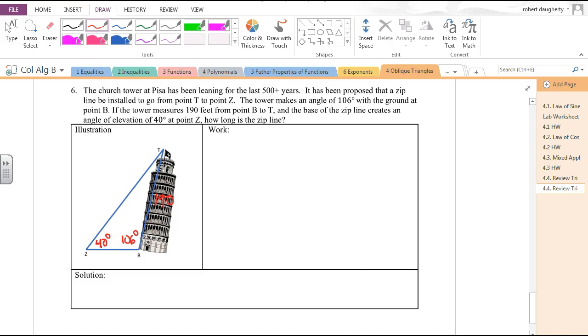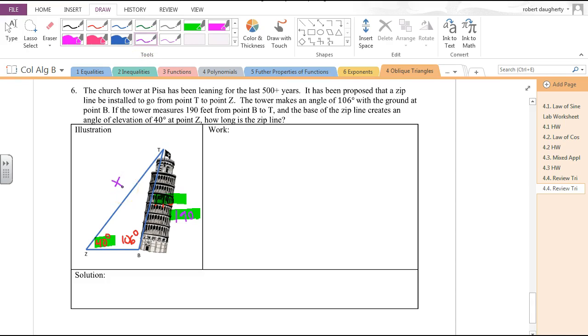Okay, so if I look at this triangle, what I know here is an angle and an opposite side. Here's the opposite side, that's sort of hard to see, 190. So I know this side and this angle. So by knowing an angle and opposite side, I can use the law of sine. And it looks like I want to solve for how long is the zip line. There's my zip line right there.